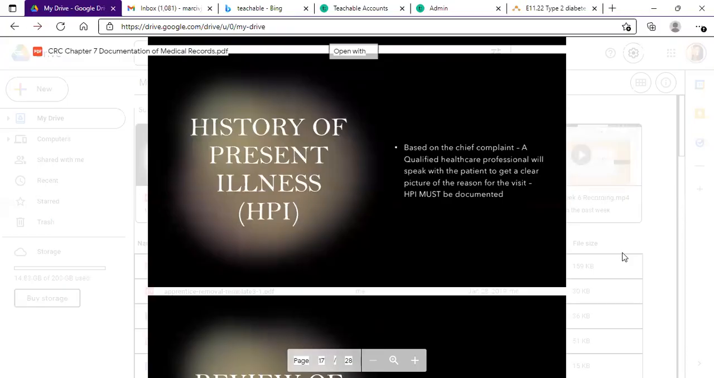Like I said, I might get a chart where the HPI did not filter over, but the exam is there, the A&P is there, the past medical history is there, but the HPI is missing. I cannot code it. I have to send it back to their provider and say, your HPI is missing. Please provide your HPI so I can code the chart. Cannot code it without the HPI.